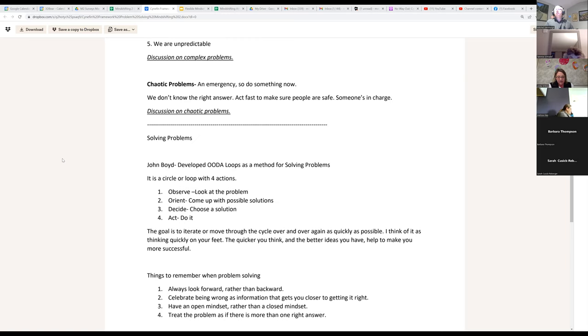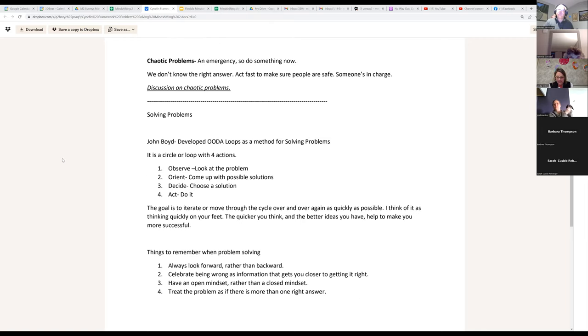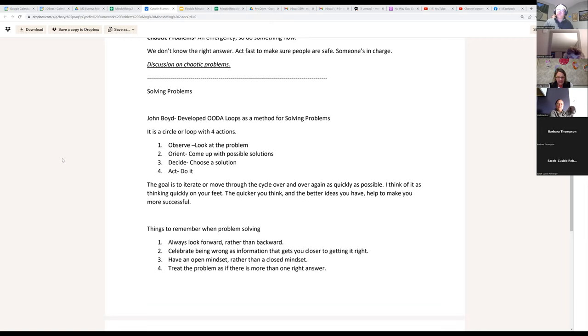So I'd introduce the John Boyd developed OODA loops as a method for problem solving. And I said it's a circle or a loop with four actions: observing, looking at the problem, orienting, coming up with possible solutions, deciding, choosing a solution, and acting, doing it. The goal is to iterate, and that means to move through the cycle over and over again as quickly as possible. And I think of it as thinking quickly on your feet. The quicker you think and the better ideas you have help to make you more successful.